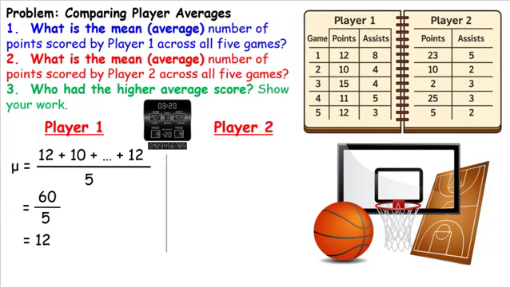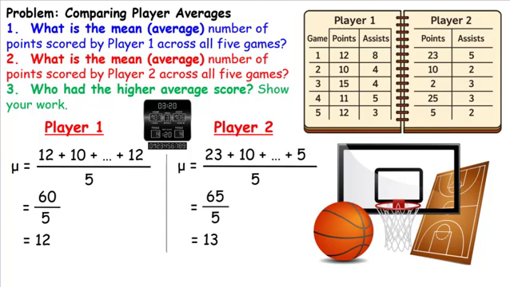Now let's take a look at player 2. 23, the first value, plus the second value, plus dot dot dot, plus the last value. This is going to give us 65 over 5, which gives us 13. Player 2 has the higher scoring average in the first 5 games.